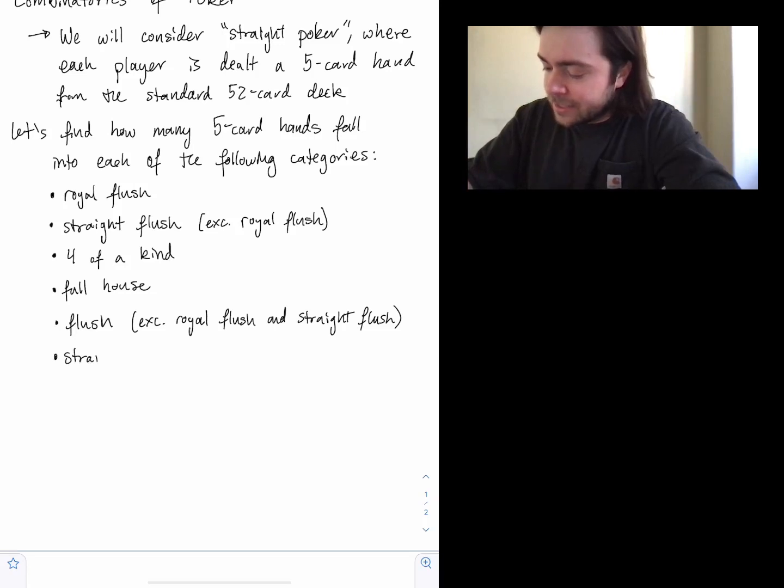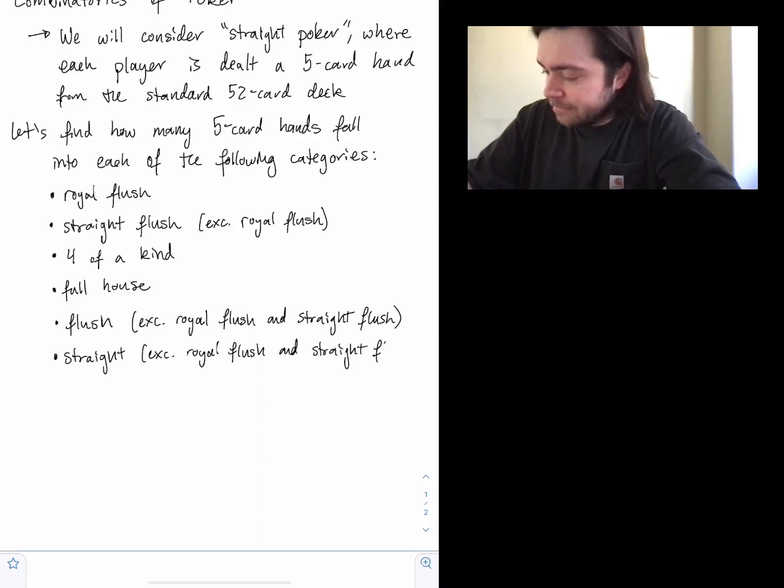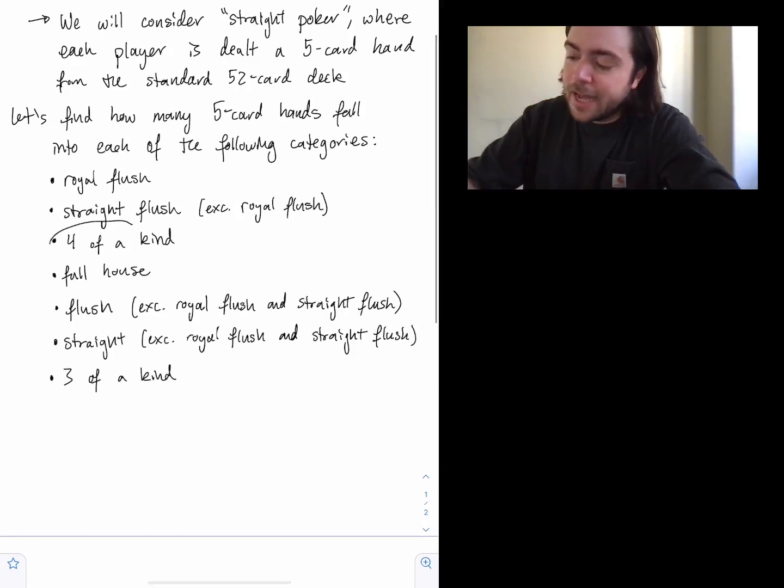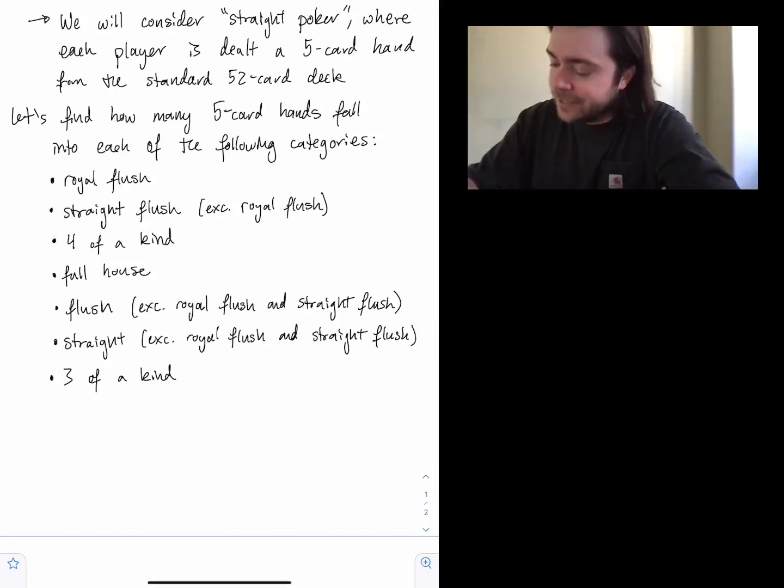Okay, the next one is just a straight. And this is excluding the royal flush, which is also a straight, and the straight flush, which is also a straight, obviously. And then we have 3 of a kind. That's pretty self-explanatory: 3 cards of the same value, but in particular not 4, right? Because then it would be 4 of a kind.